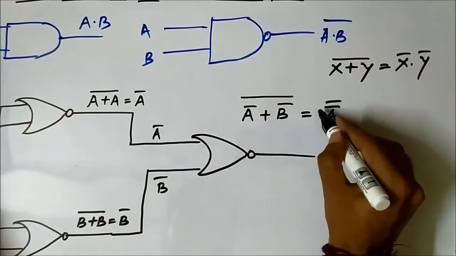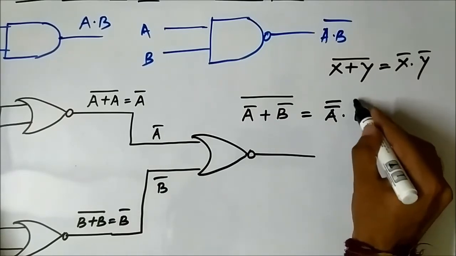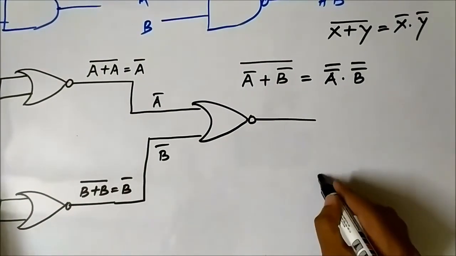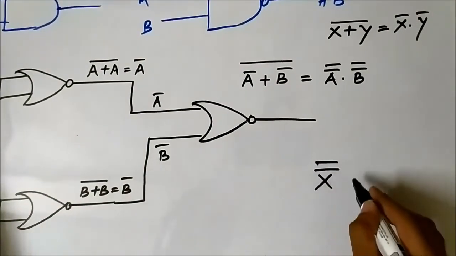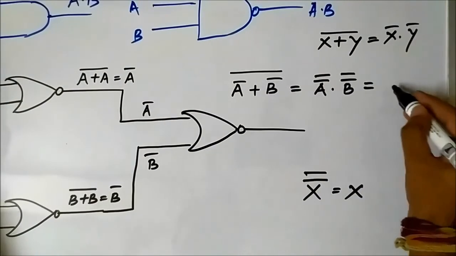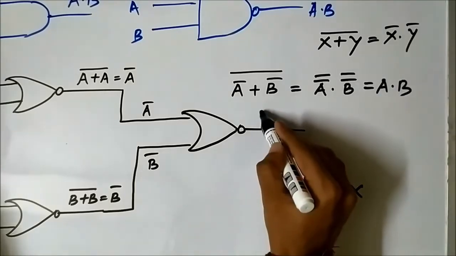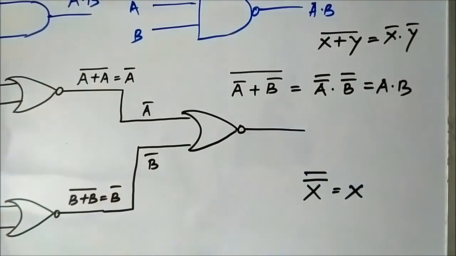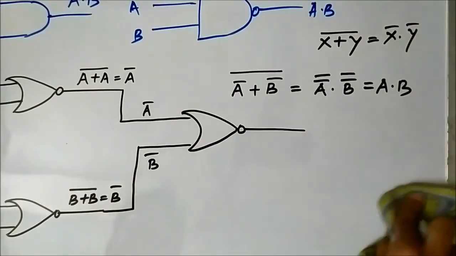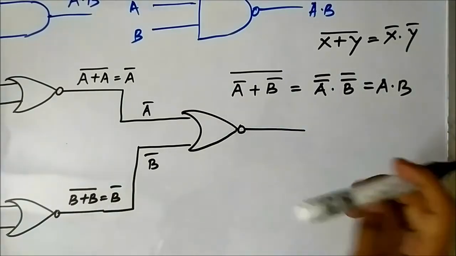A double complement and B double complement. Now another rule of Boolean algebra says if we double complement a signal, we will get the same signal. So it will be A and B. So we got A and B here. Okay, we got the AND gate output here.